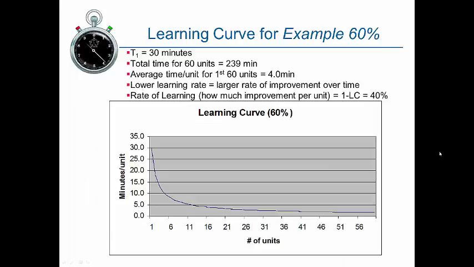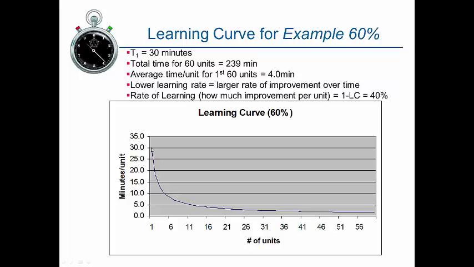So here is the information for the 60th. So you can see the total time for 60 units is way less when we have a 60% learning curve. And what I want you to take away from this is you see the steepness of the learning curve here when we have a 60% learning curve, very steep, because the rate of learning, which again is 1 minus the learning curve, the rate of learning is 40%. So every time we double the number of units from 5 to 10, 10 to 20, we're going to have a reduction in time of 40%, not 10% like we had with a 90% learning curve.